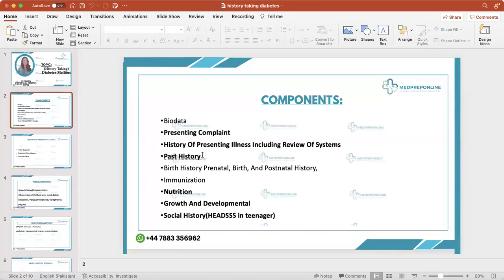Then birth history, in case of diabetes mellitus, you can keep it very short and very pertinent. Immunization, sure. You can again keep it very short. Then nutrition. Nutrition is very, very important.